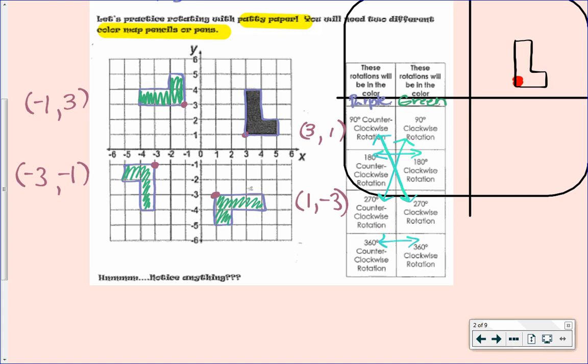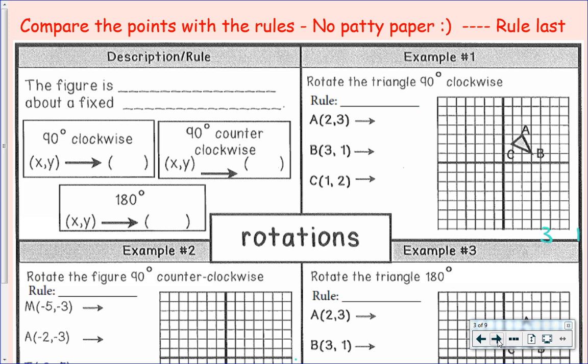All right, so just as dilations have an algebraic rule, our rotations are going to have algebraic rules. Okay? So turn your paper over. So our rule or our description for a rotation, the figure is turned about a fixed point. What was our fixed point? The origin. We always rotate about the origin. So our fixed point will always be the origin.